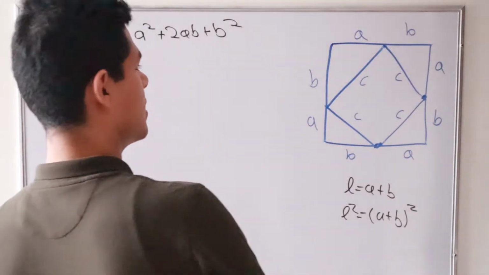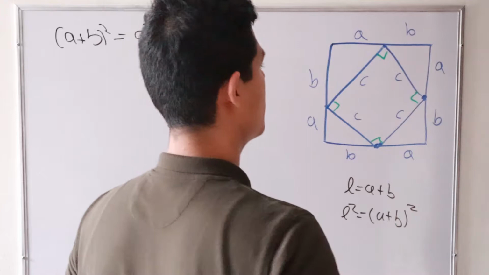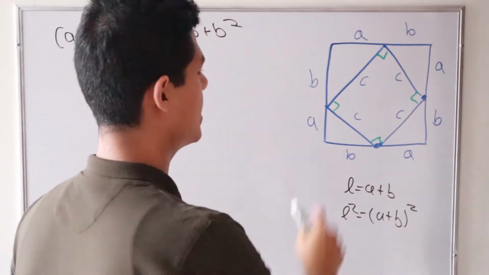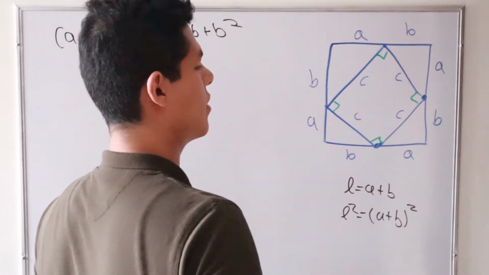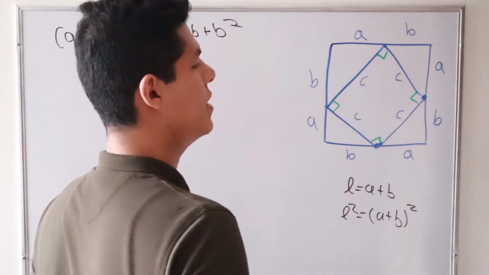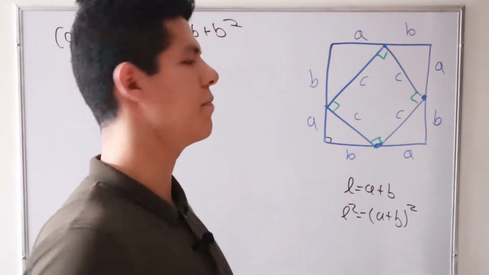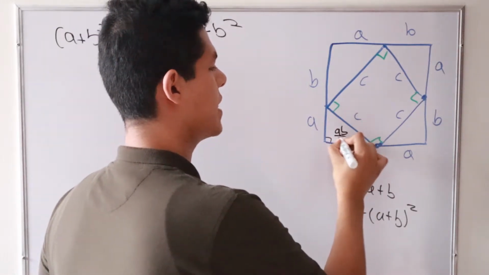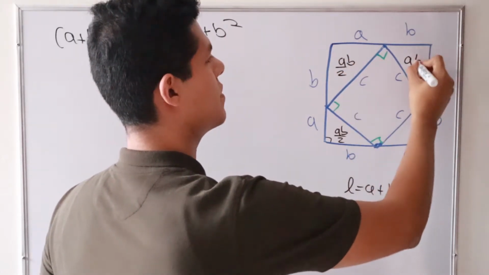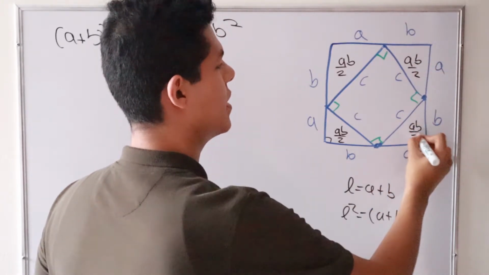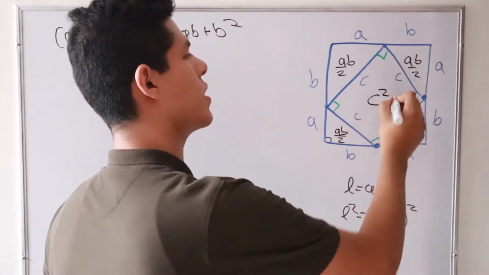And on the other hand, we have that this is a square also, of length c. But these are right triangles with sides a and b and c. So the area of this triangle is a times b divided by 2, and this is the same, a times b divided by 2, and this is a times b divided by 2, and also this. So this is a square, and the area of the square equals c squared.